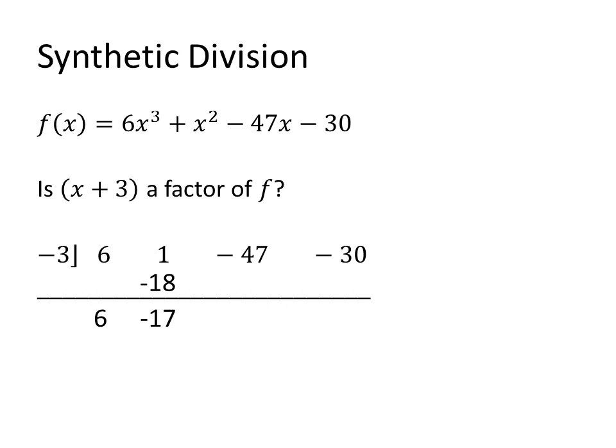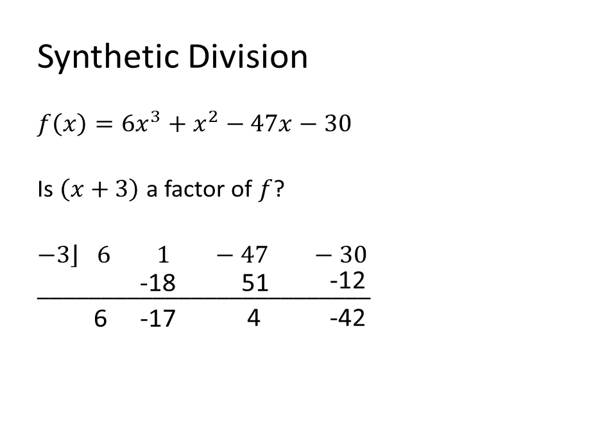Then we repeat the process. We multiply negative 3 times negative 17 to give us the number that goes under negative 47, which in this case is 51. Then we add those two numbers, which gives us 4. Finally, we multiply once again, negative 3 times 4, which gives us negative 12, and when we add that, we get negative 42.